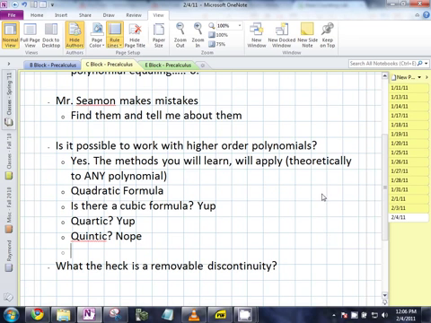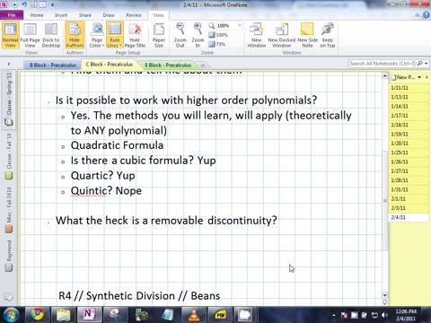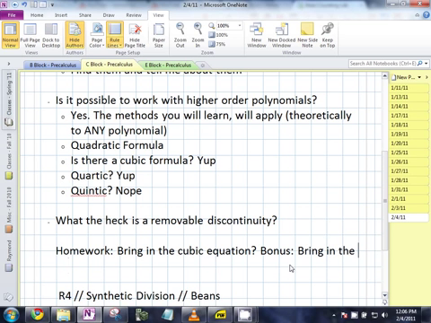First part of your homework, bring in the cubic equation. Just want to see what it looks like. Bonus, bring in the quartic.